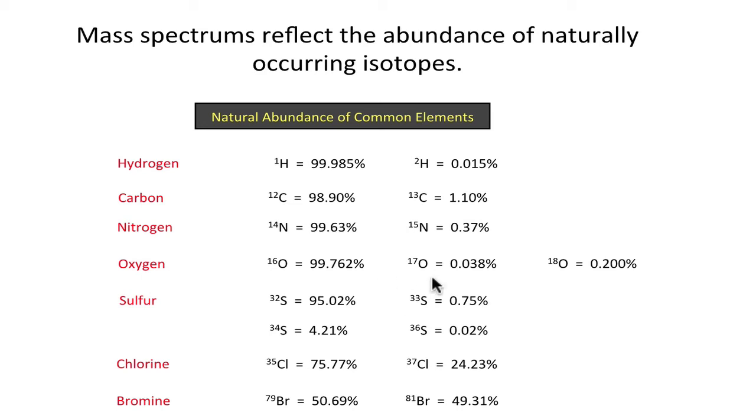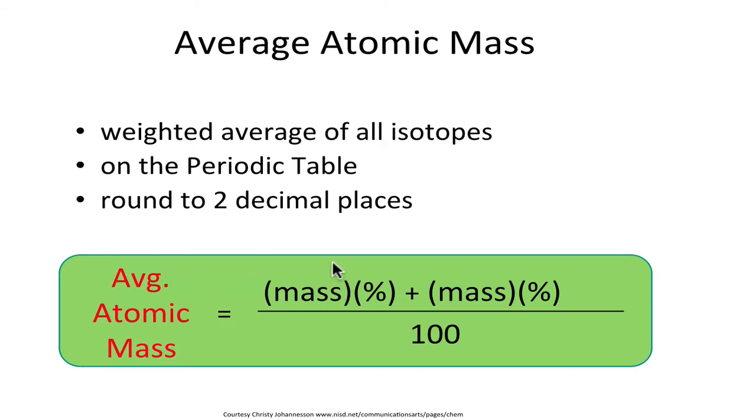So that's what you're going to find on the periodic table, an average of all the isotopes. Now to find that, you guys do need to know how to find an average, a weighted average mass. So to do that, you have to take the mass of the atom.